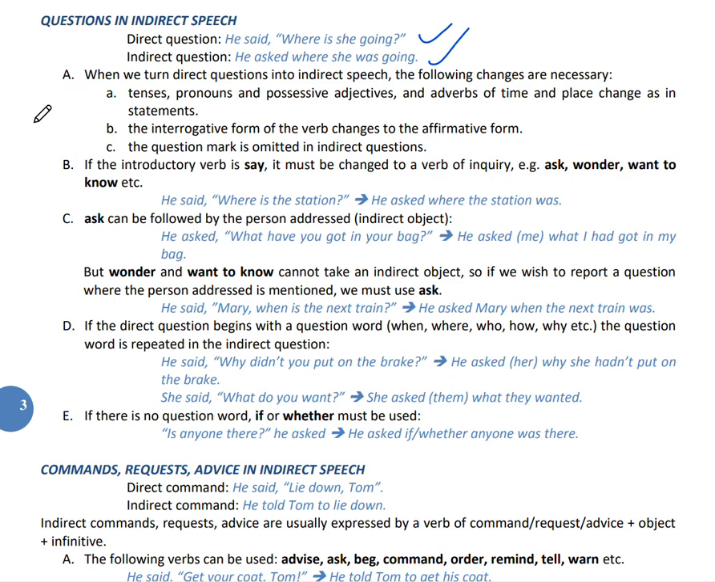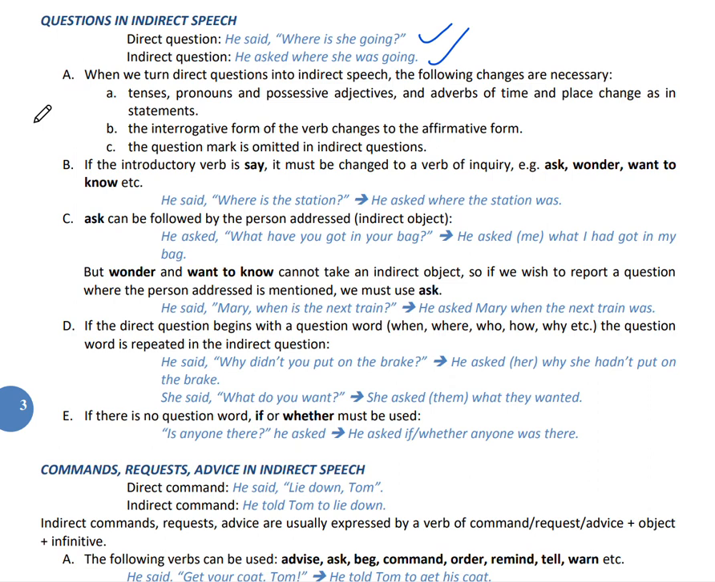Let's look at it. Tenses, pronouns, and possessive adjectives and adverbs of time and place change as in statements. The interrogative form of the verb changes to the affirmative form. Now, the question mark is omitted in indirect questions. Let's look at some examples.